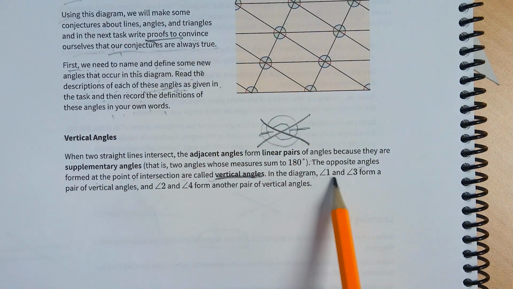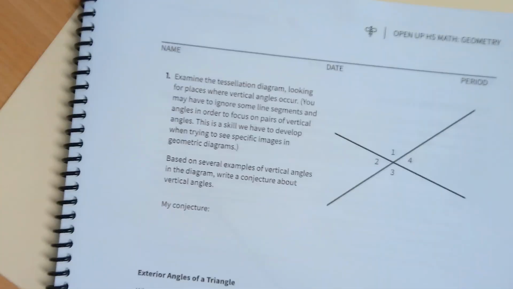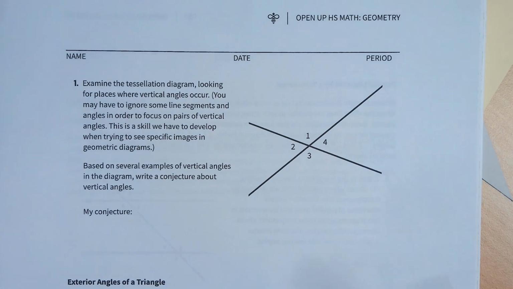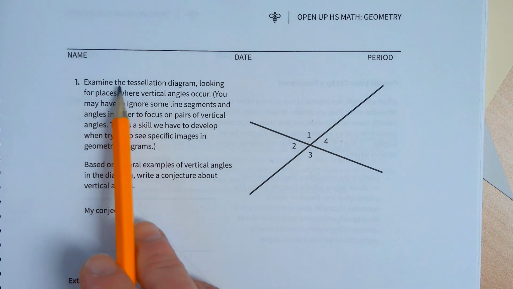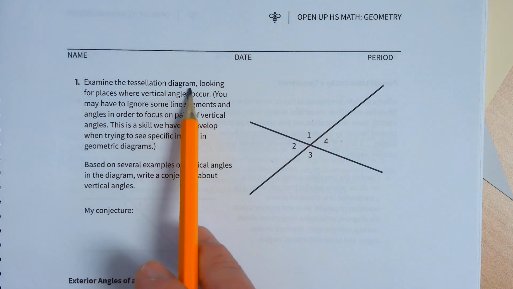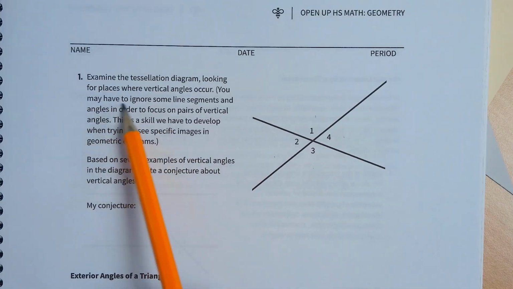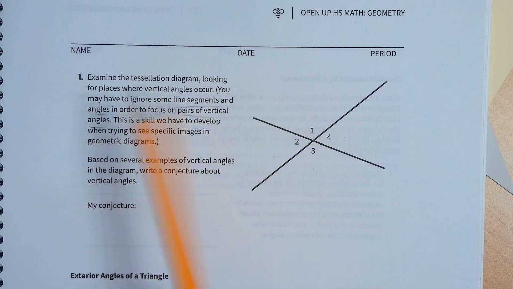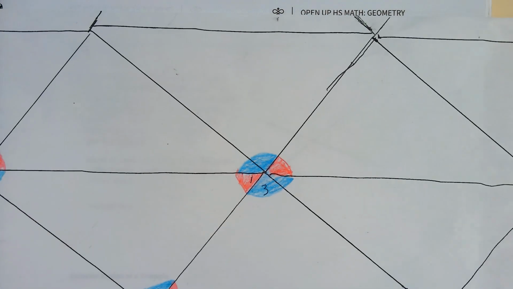In the diagram, angle 1 and angle 3 form a pair of vertical angles. What diagram? This diagram. 1 and 3, 2 and 4. 1 and 3 are vertical, 2 and 4 are vertical. Examine the tessellation diagram, looking for places where vertical angles occur. You may have to ignore some line segments and angles in order to focus on pairs of vertical angles. Yes, indeed. So how do we do that?